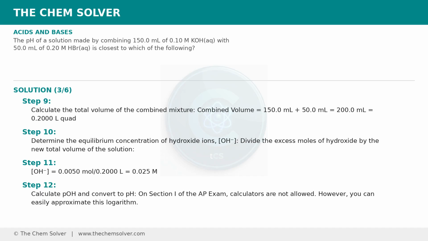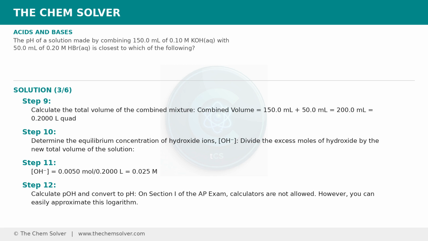Calculate the total volume of the combined mixture. Combined volume equals 150.0 milliliters plus 50.0 milliliters equals 200.0 milliliters, equals 0.2000 liters. Determine the equilibrium concentration of hydroxide ions, OH⁻. Divide the excess moles of hydroxide by the new total volume of the solution. OH⁻ equals 0.0050 moles over 0.2000 liters equals 0.025 molar.